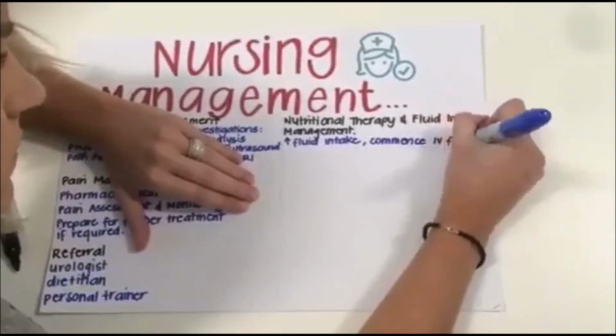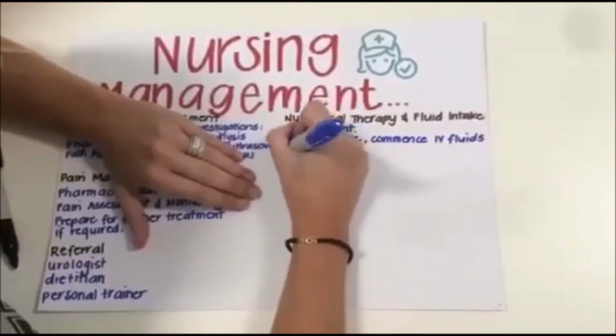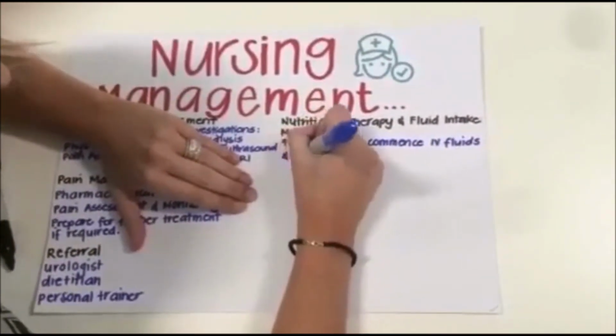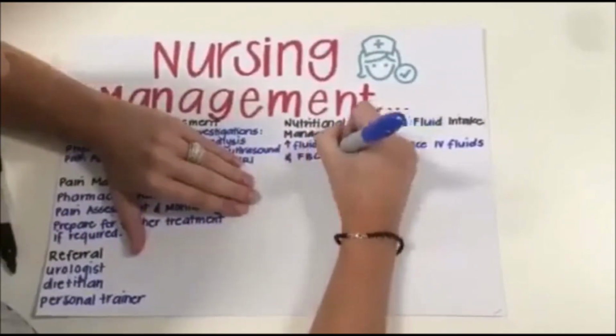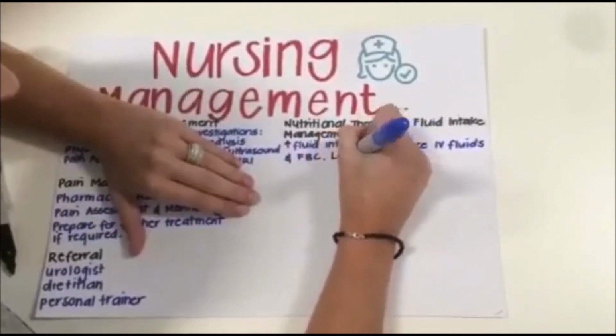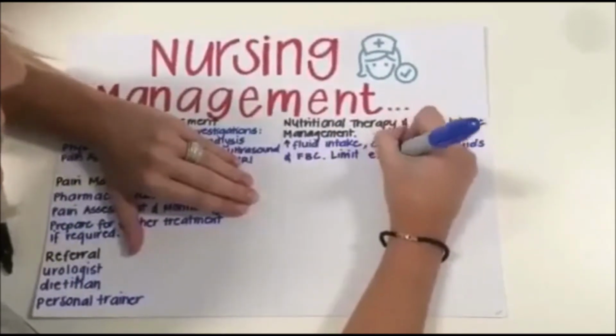In conjunction with increased fluid intake, a fluid balance chart may be commenced. This monitors Randell's fluid input and output in order to prevent dehydration, as this is a major risk factor that precipitates stone formation in patients predisposed to kidney stones.